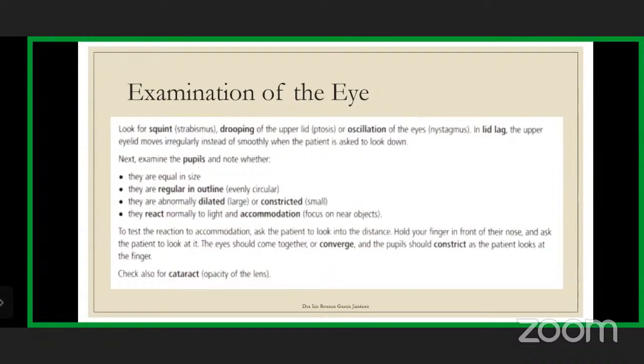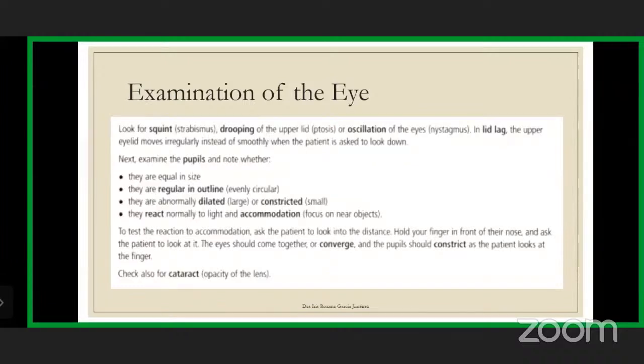Thank you, Denise. Thank you so much. So you can see here we have lots of new Latin words for taking in vocabulary. The squint, strabismus, dropping, the ptosis, or oscillation, the nystagmus, and the lid lag, where the eyes keep moving while the patient is looking down.